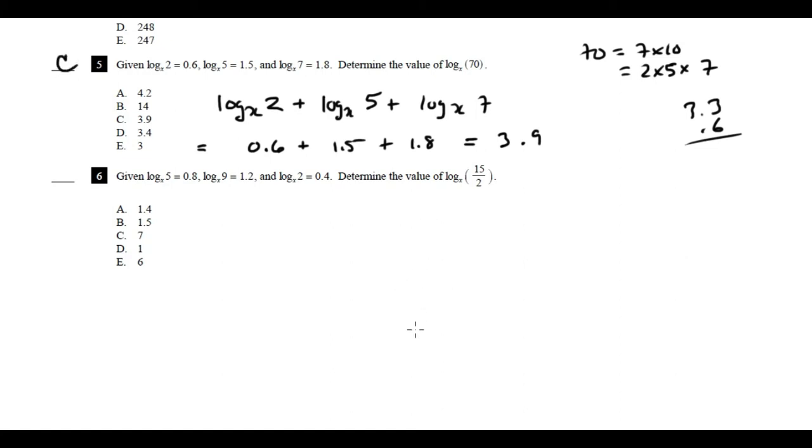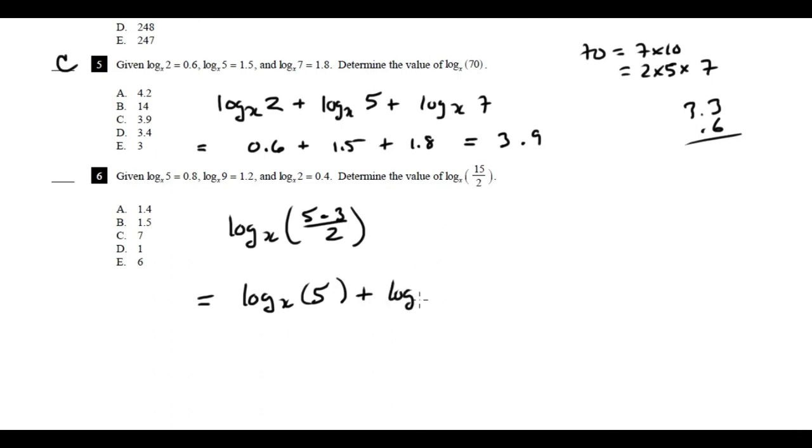And similar to question 5, we have another log property question where, again, we just have to factor the numerator there, 15. I guess I can write it all out as a log. This is 5 times 3 in the numerator, all over 2. And now we can expand this out into log base x of 5 plus log base x of 3. Of course, those two factors are in the numerator.